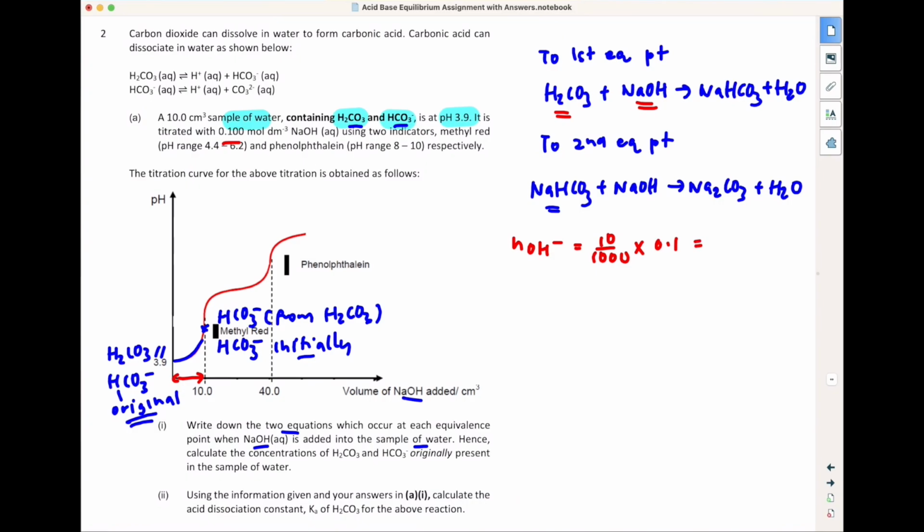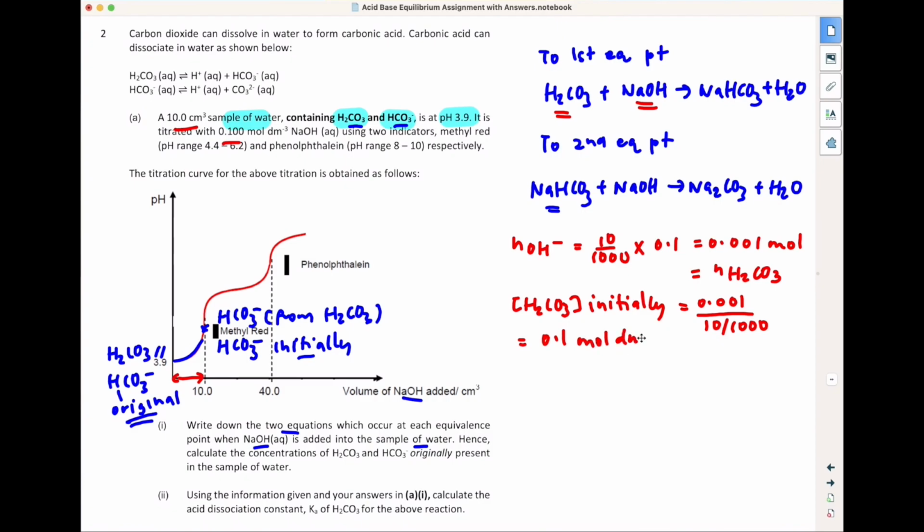So the number of moles of OH minus initially is 0.001, and this is the same as the number of moles of H2CO3. So the concentration of H2CO3 initially is 0.001 divided by the volume. The volume is 10 cm cube, which is 10 over 1000 dm cube. So this will give you a value of 0.1 mole per dm cube. So we found out the first part.